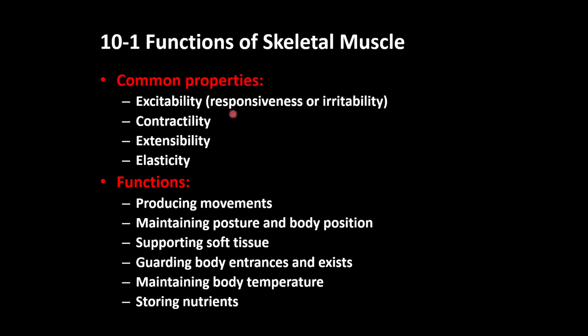So the function of the skeletal muscle, there are some common properties of the skeletal muscle. One is excitability, which is also called responsiveness or irritability. And that is because the skeletal muscle has a change in the membrane potential. So it has the ability to change its membrane potential, and that is due to its response from nervous tissue. That excitability will cause contractility, and the contractility will produce tension. And that is the main function of the muscle.